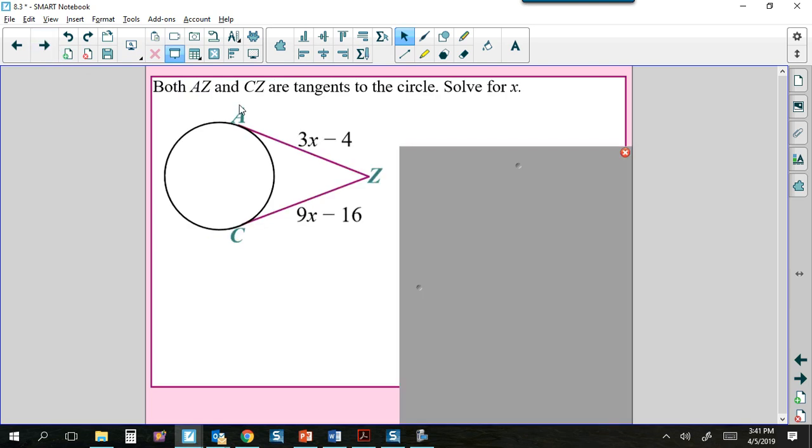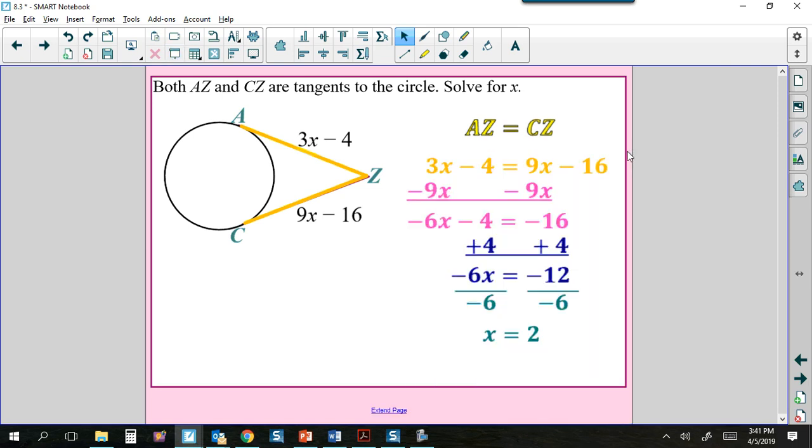For this one, AZ is a tangent, CZ is a tangent, so this is the tangent box you need to be looking at. And we determined, if you remember, that this is an isosceles triangle if I make it, so we know AZ is equal to CZ. So you're simply going to equal these and solve it. If you would like to work this out and check your answer, please go for it. Otherwise, I'm just going to go on because this is just a simple equation to solve. You end up getting 3x minus 4 is equal to 9x minus 16. Using your properties of equality, you end up getting that x would equal 2.